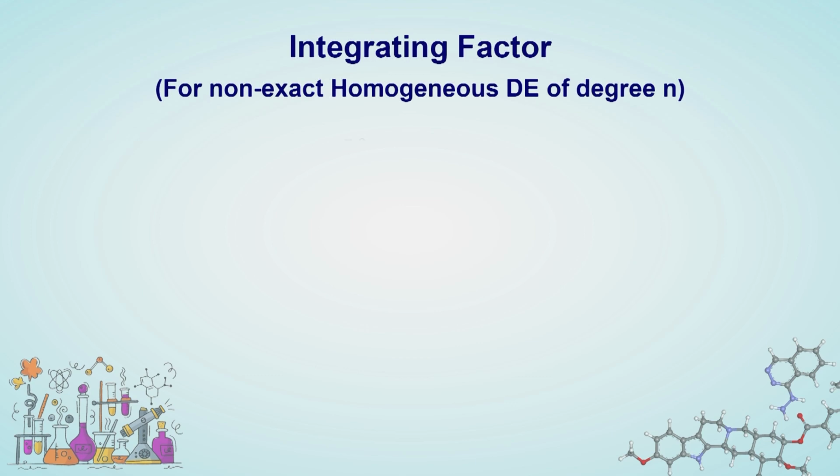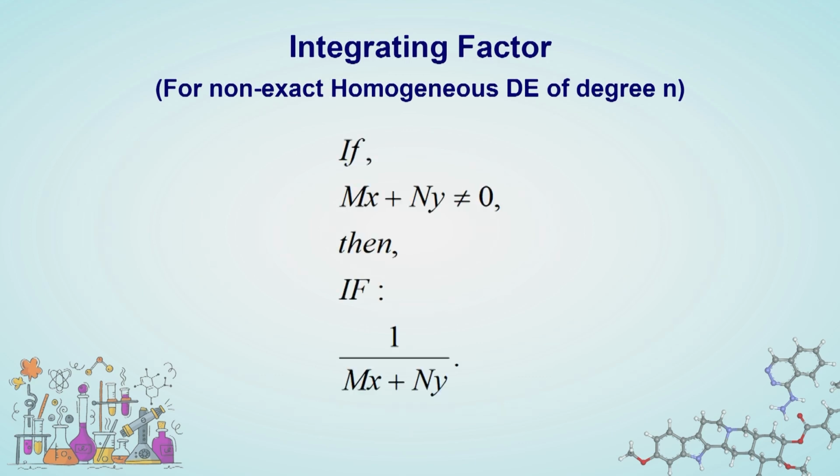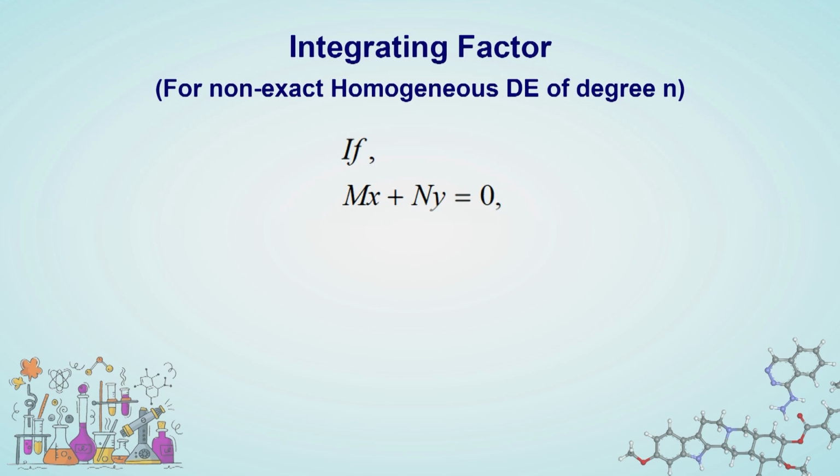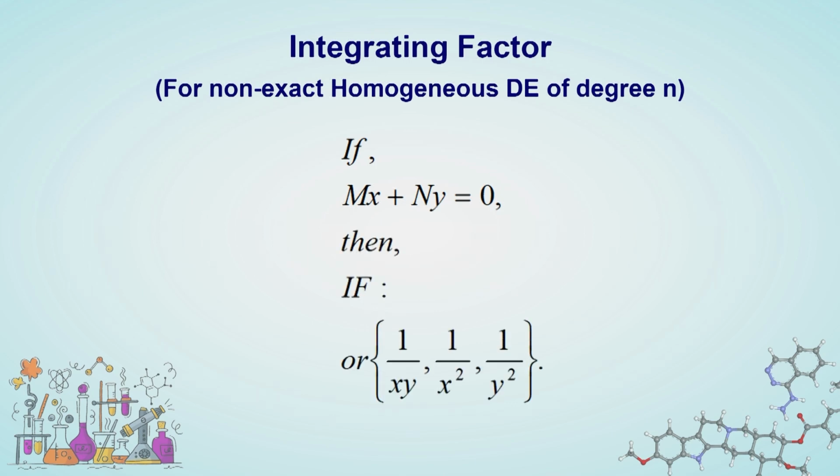This is a critical and more advanced case than the earlier two. Here, if Mx plus Ny does not equal 0, then 1 upon (Mx plus Ny) may be the integrating factor. Maybe Mx plus Ny equals 0. Then there are the cases where either 1 upon xy, or 1 upon x squared, or 1 upon y squared is the integrating factor. If we multiply this integrating factor into a differential equation, then it becomes an exact differential equation.